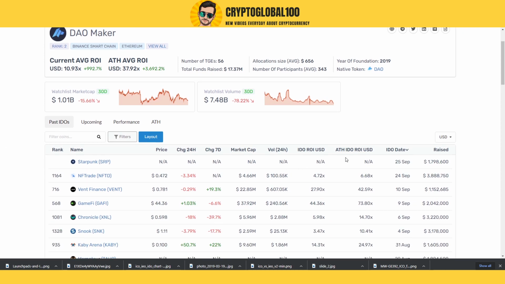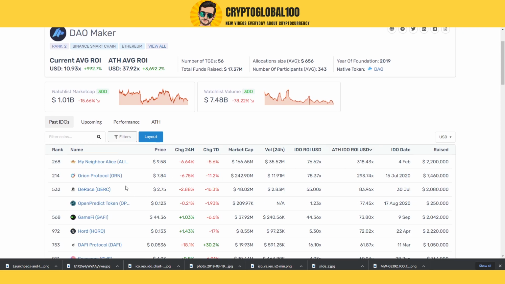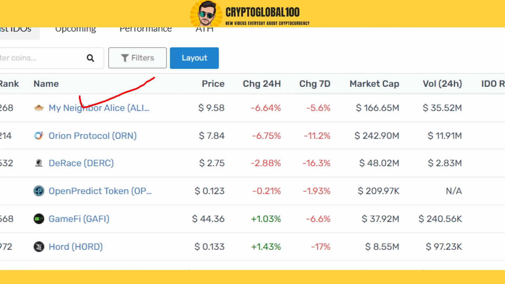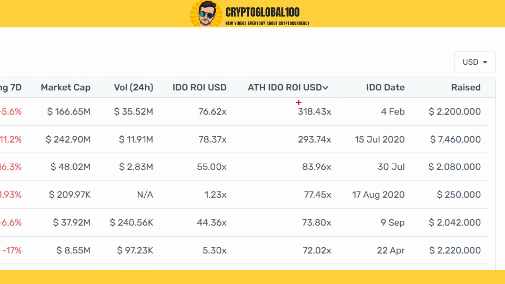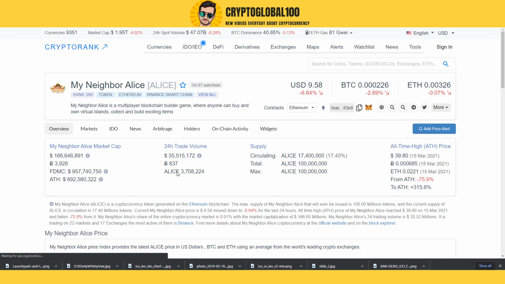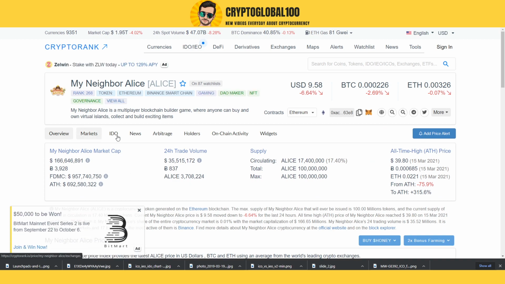If I show you the returns on IDOs of this one, you can see here on DOW Maker, my neighbor Alice. Those who bought have returned 318%. Let me show you here what the initial price of the Lazio coin was when it was launched. The IDO price.